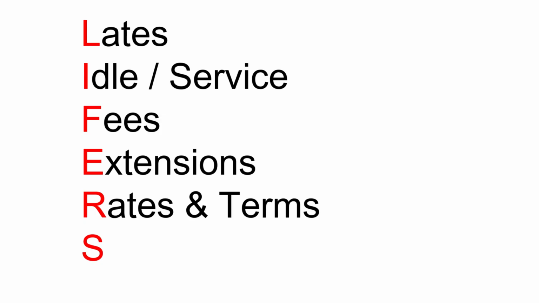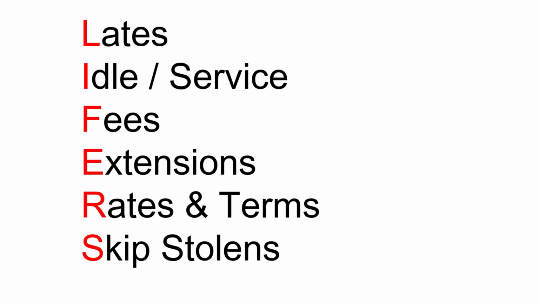The R in LIFERS stands for rates and terms. The way that we set up new rental agreements directly impacts the amount of revenue that we can generate off of a rental unit over that rental agreement's term. The S in LIFERS stands for skip stolens. More skips means less profit.